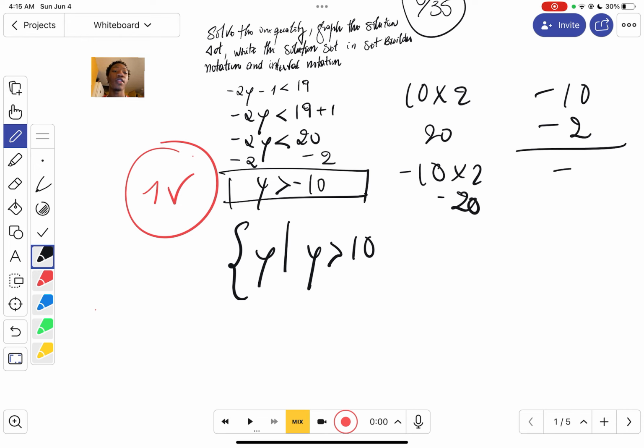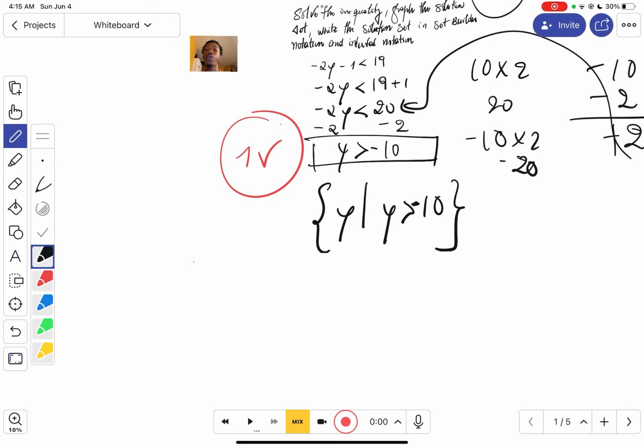There you have it. So the set builder notation has been completed, which is the second step completed. So how do you write the set builder notation?